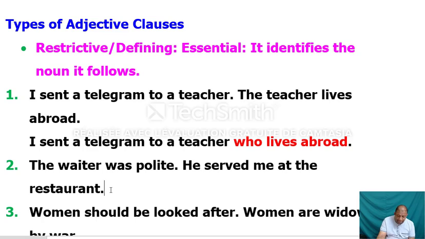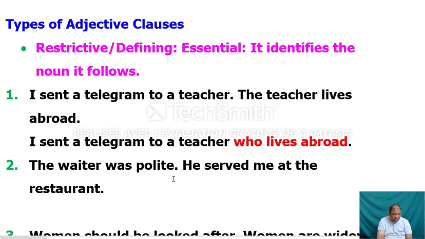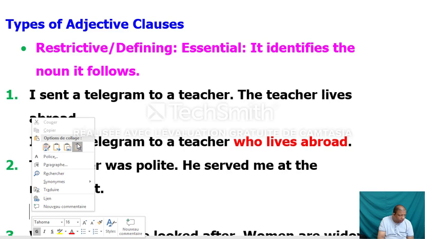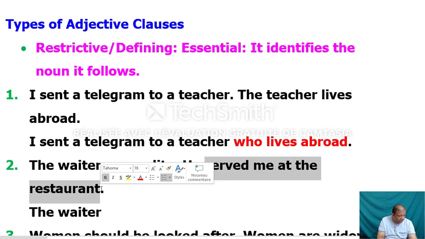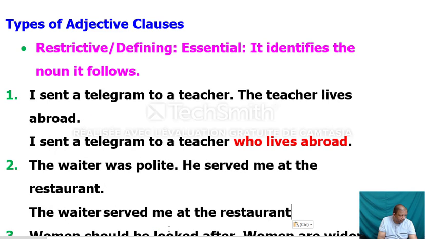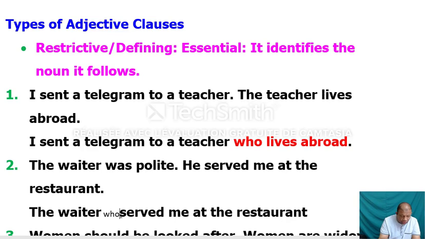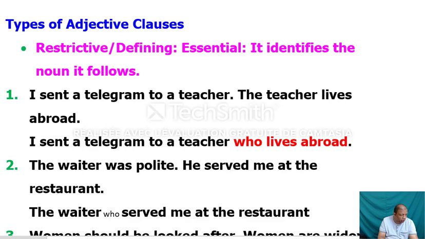The second one. The waiter was polite. He served me at the restaurant. The key word is the waiter. The second word referring to the waiter is he. And then it becomes: the waiter who served me at the restaurant was polite.